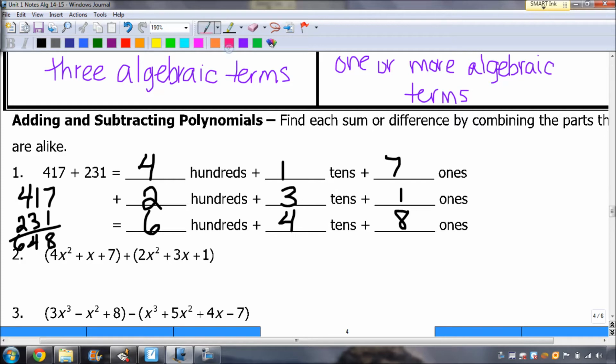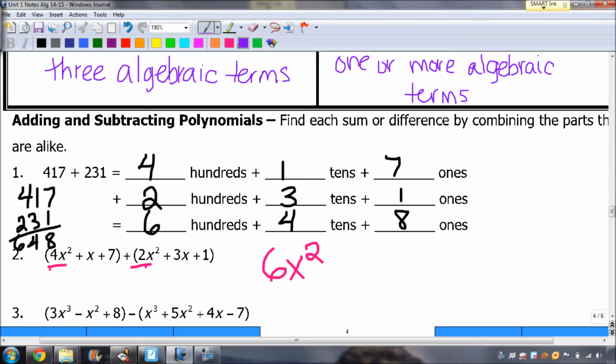So if you look right here in question number 2, I'm going to combine 4x squared together with 2x squared. Now I cannot combine it with any other terms because only these two are like each other because they have the same variable and the same exponent. So if I have 4x squareds and then I add another 2x squareds, it means altogether I have 6x squareds. It doesn't become 6x to the fourth or anything like that. It's just saying that I've got 6 sets of x squared.